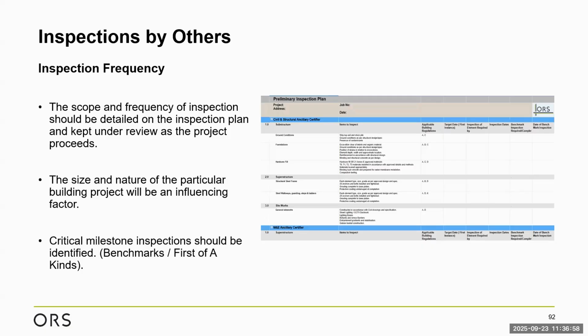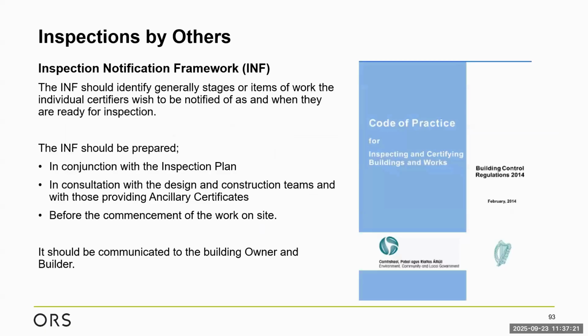I would also recommend that within our inspection plan, again going back to the PIP workshops, we identify with the design team critical milestones, benchmarks or first-of-kind items. So we could have a column again. We look at the work package and ask the design team, is this something that you would like to see benchmarked? That's almost the whole point. And this kind of ties into the next item, the inspection notification framework.